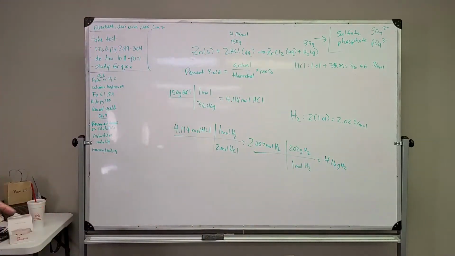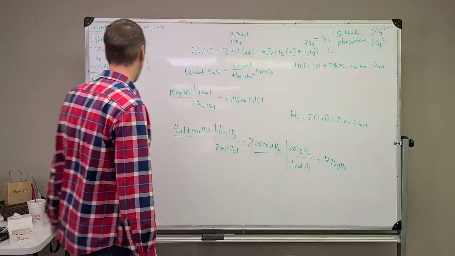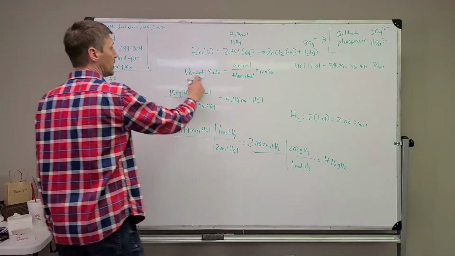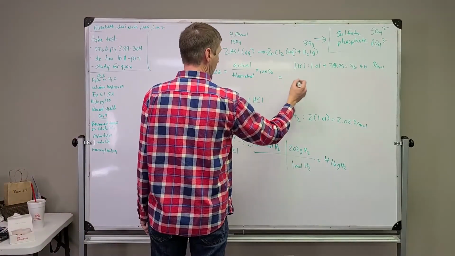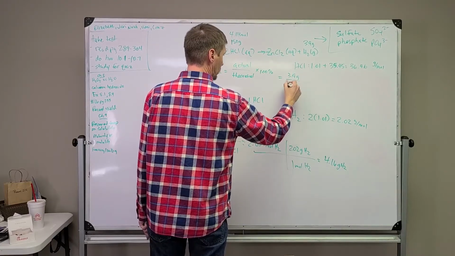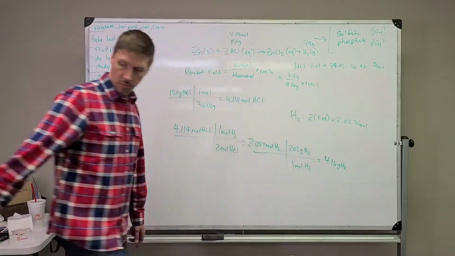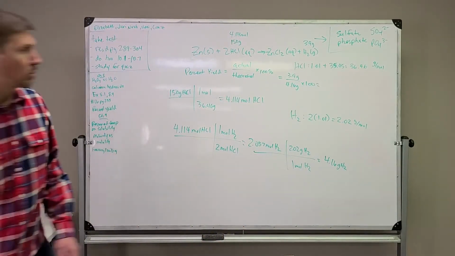That's the theoretical yield, right? But what was actually produced was 3.9 grams. And so the percent yield then is just actual, which is 3.9 grams, over theoretical, which is 4.16 grams, times 100. And so the percent yield was 94%.